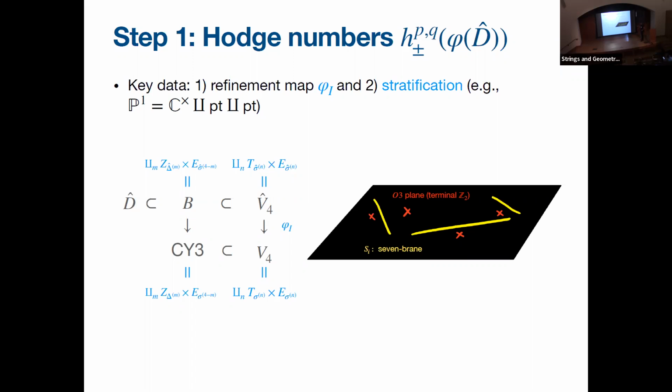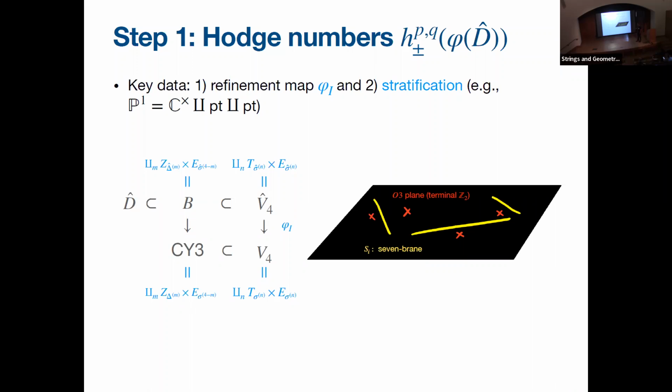And similarly, for nice constructions of Calabi-Yau hypersurfaces, you get a restriction of the stratification of the toric ambient space to a stratification of the Calabi-Yau hypersurface. And the same, an analogous structure, maps through the refinement map to the orientifold, and it also restricts in favorable cases to constrain and describe the topology of the divisors in which we'll be interested.